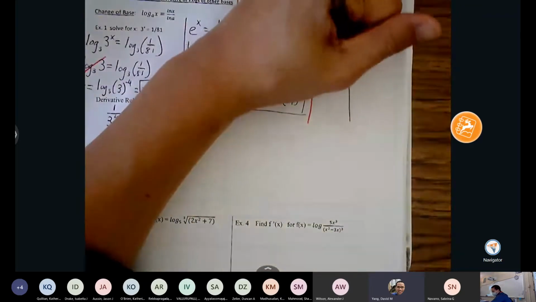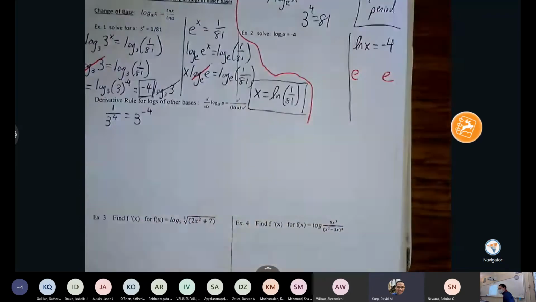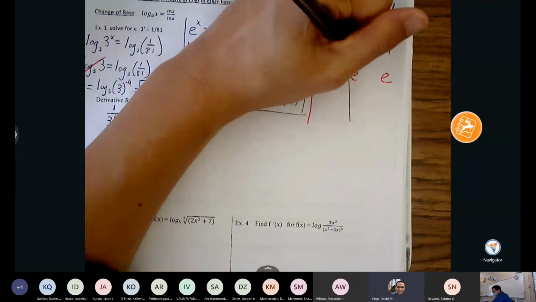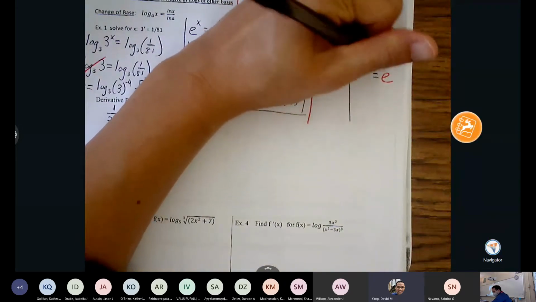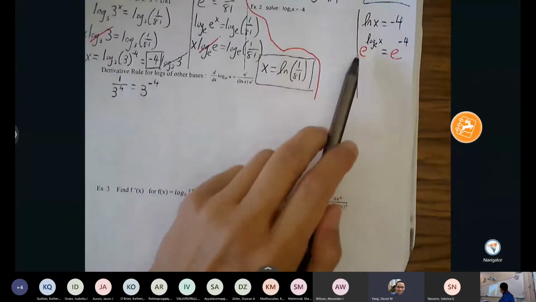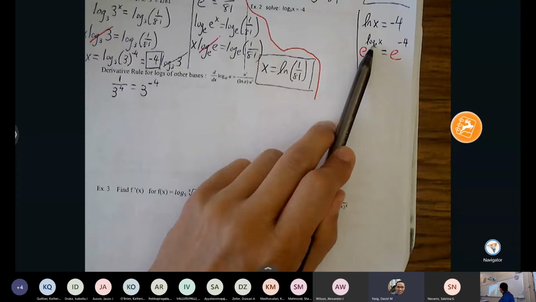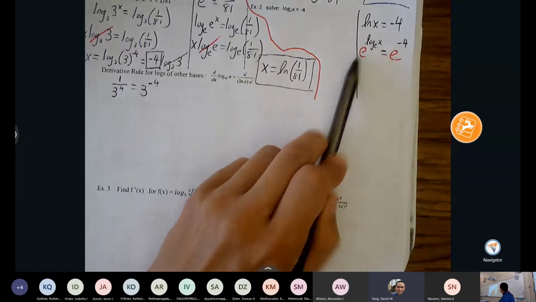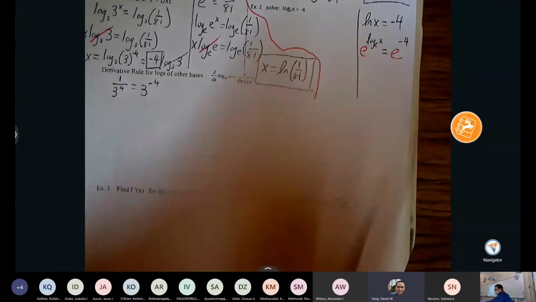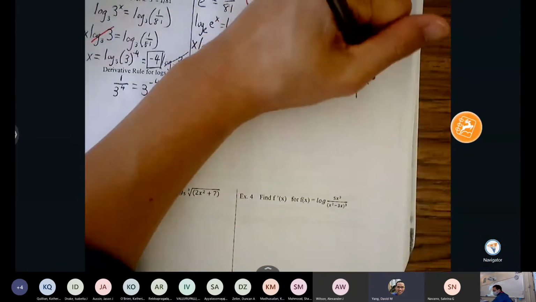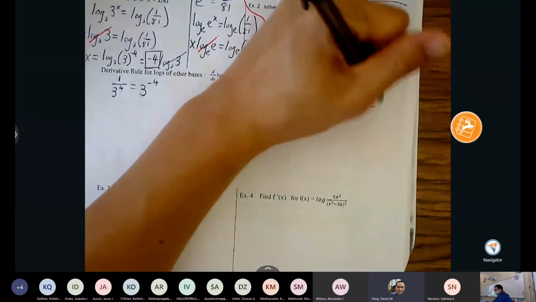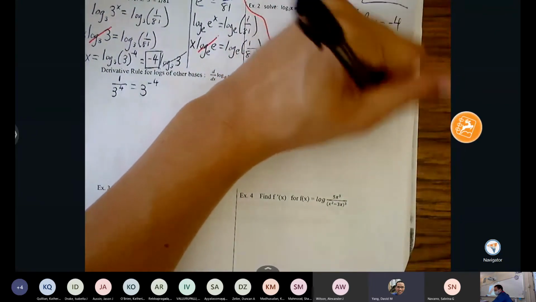Yeah, let e be the base, right? Natural log is the same thing as log base e. I just want to show this: log base e of x equals e to the negative 4. The reason e to the natural log goes away nicely is because my bases match, right? This is log base e. This is also e. They're going to go away nicely. And I'm just left with x equals e to the negative 4, and I can clean that up to 1 over e to the 4th. OK, so we know how to do this, right?